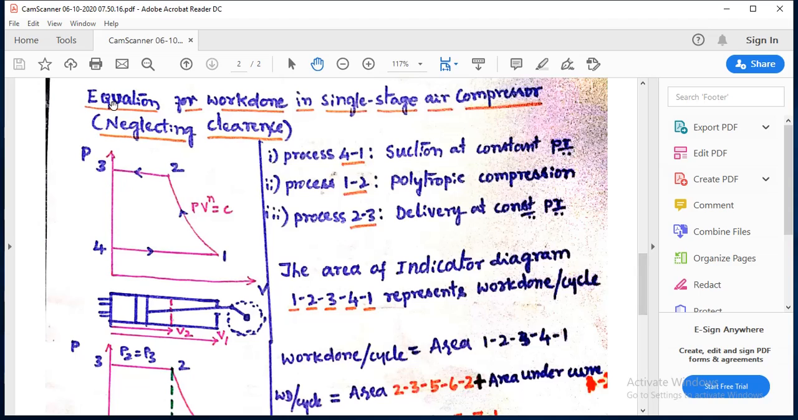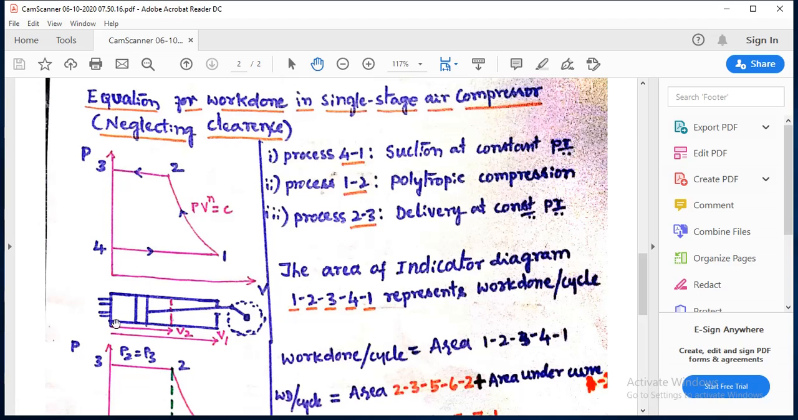Now I will explain how to derive the equation for work done in single stage air compressor without considering the clearance volume. Work done means it is the work done by the compressor, that is piston inside the cylinder, on the air. So I am going to consider the horizontal cylinder so that you can understand well. But while explaining the working, I have considered the vertical cylinder. So here I am going to consider the horizontal cylinder.